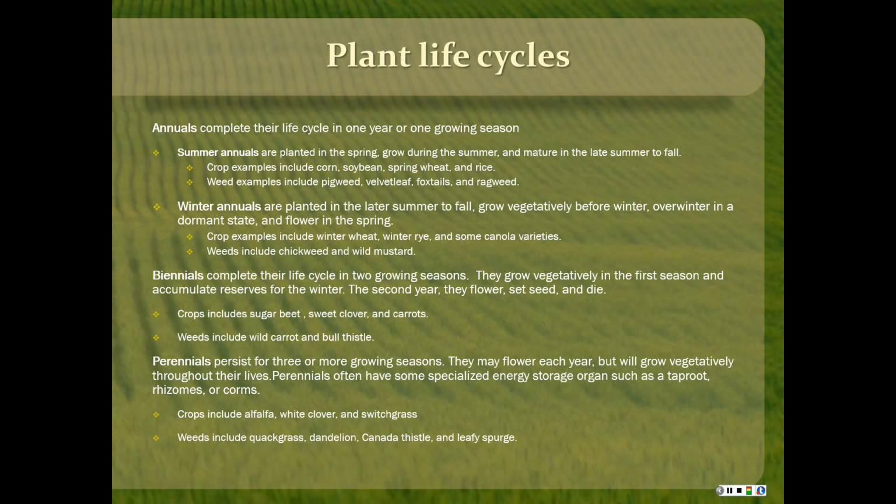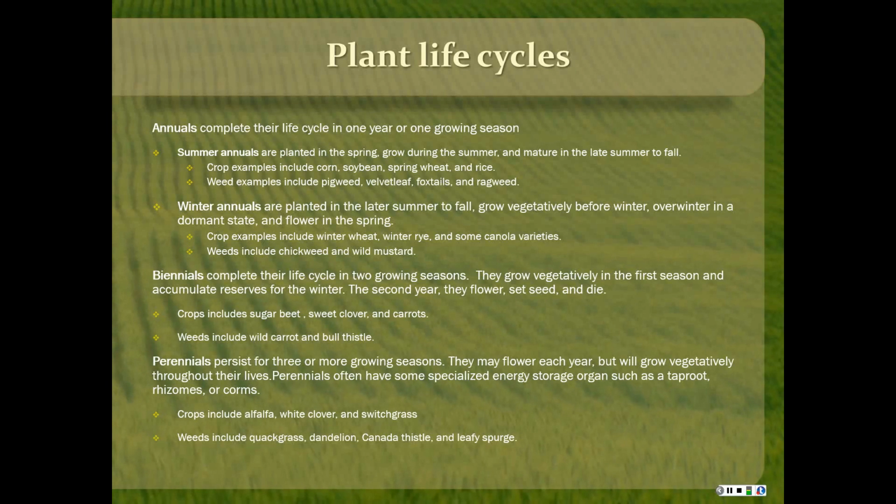And then a biennial needs 2 years, 2 growing seasons. They grow vegetatively the first season and accumulate reserves for the winter. In the second year, they grow back, flower, set seed, and die. And crop examples of biennials are sugar beet, sweet clover, and carrots. And weeds include wild carrot and bull thistle.